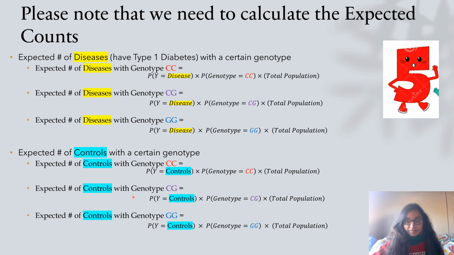And again, just remember that the disease and the controls should add up to 1. So these values should add up to 1.